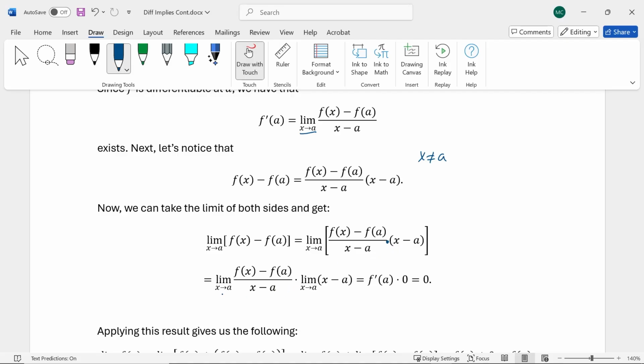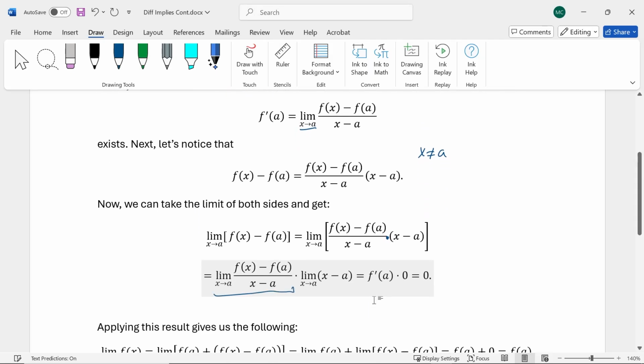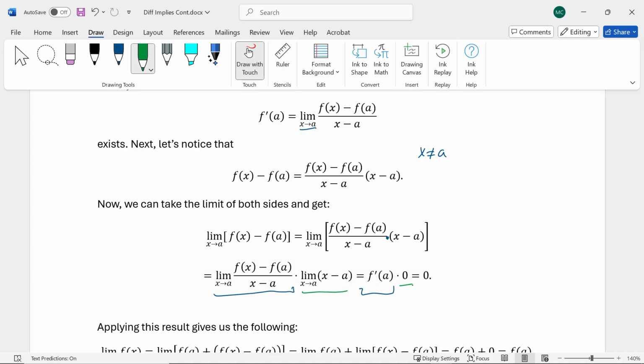We've split up this limit to the limit as x goes to a of f of x minus f of a over x minus a times the limit as x goes to a of x minus a. Now, this first limit is by definition the derivative of f at a. And this second limit here, the limit as x goes to a of x minus a, has to be 0. Because if x approaches a, you just get a minus a is 0. And so that means this whole thing is 0. So we've shown the first thing we wanted to show, which was that the limit as x approaches a of f of x minus f of a is 0.